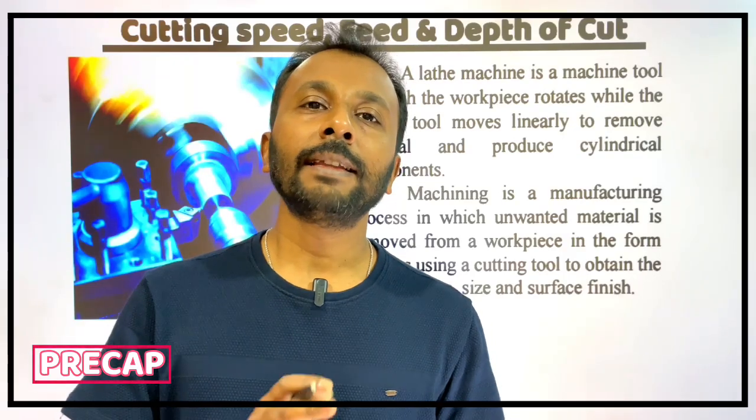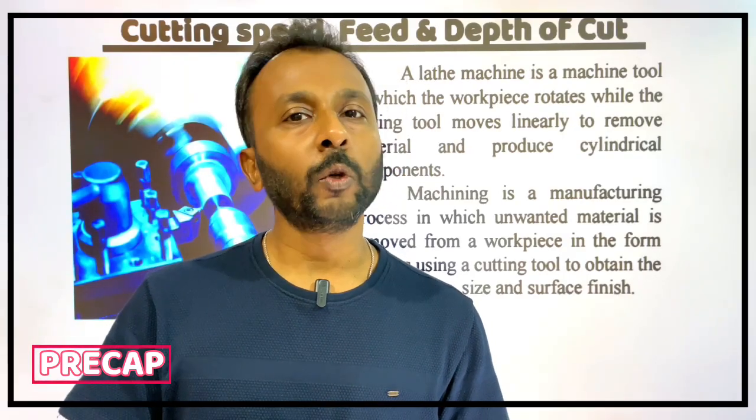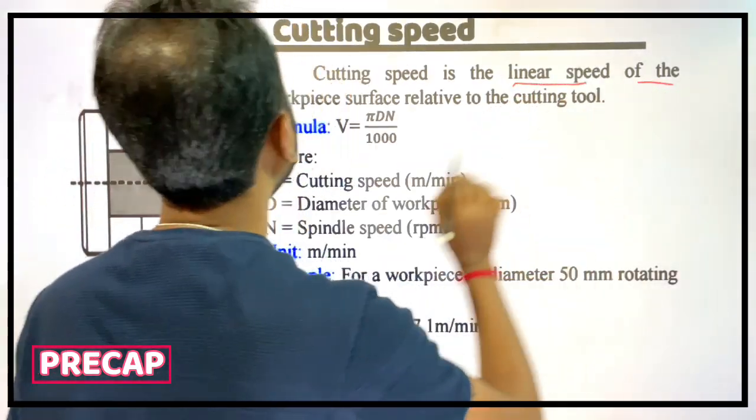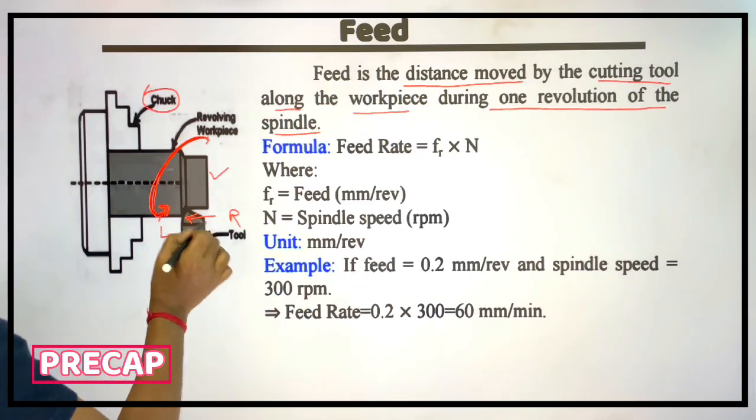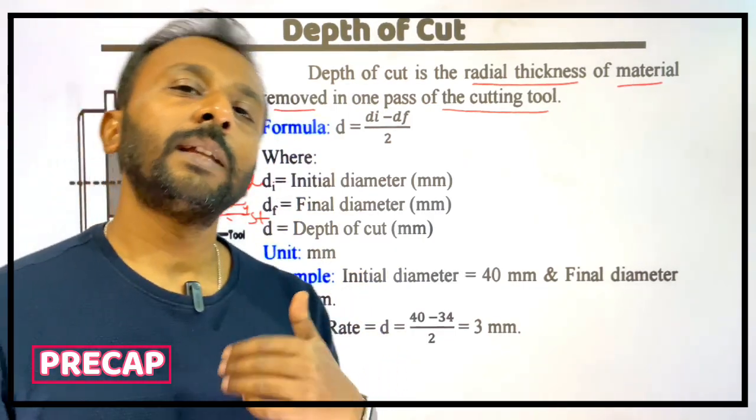Cuts a material and shapes it while the material is rotating. Linear speed of the workpiece surface, and the tool has been moved, and the minimum it can be anything.